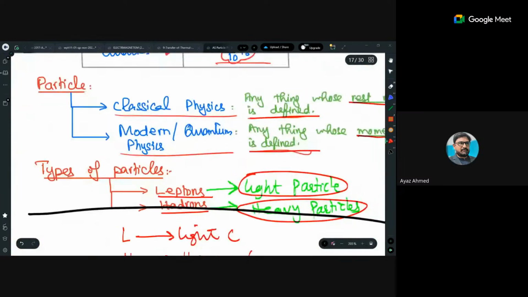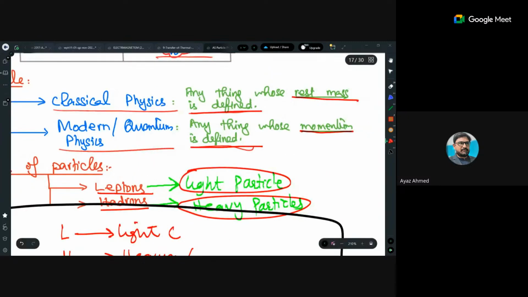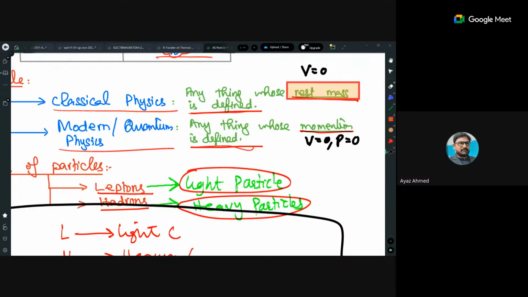When we talk about particles, we classify them into two main classes. One is the classical physics type, and the second is the modern or quantum physics. In classical physics, anything which has rest mass is a particle. For example, I am a particle, the electron is a particle, the proton is a particle. But in quantum mechanics, anything which has momentum counts. If velocity is equal to zero, then momentum will be equal to zero. So that would not be a particle, so we will not accept it. You got it?